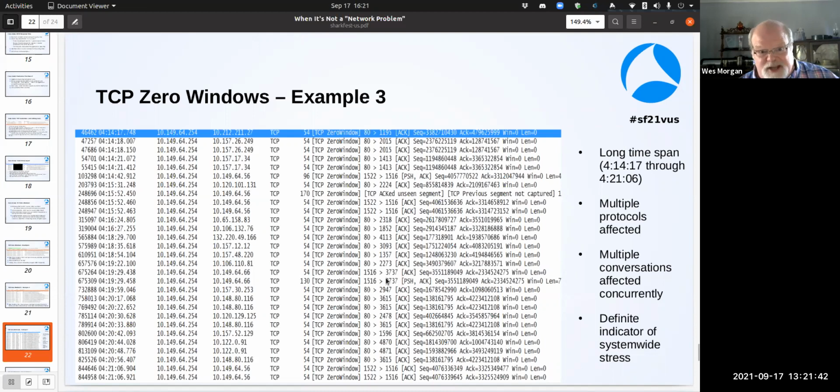And in both directions. Conversations this box initiated and conversations this box accepted from elsewhere. So I've got a bidirectional issue affecting multiple conversations across multiple protocols, all in roughly the same time. That is a definite indicator of system-wide stress. The box is choking for CPU cycles, more than likely. If it's multiple protocols, because if you think about it, multiple protocols being affected usually means multiple applications or multiple executables being affected at the same time. So it's not limited to any one thing.